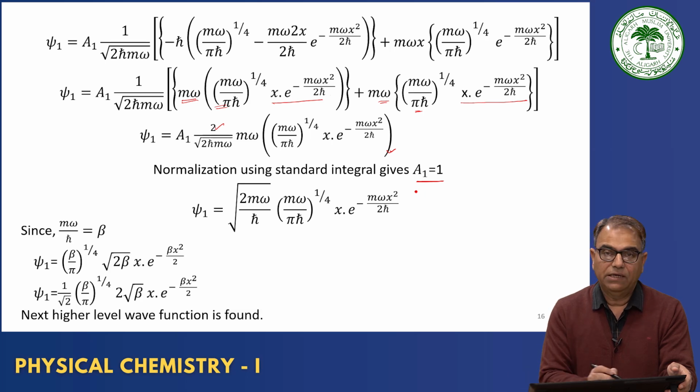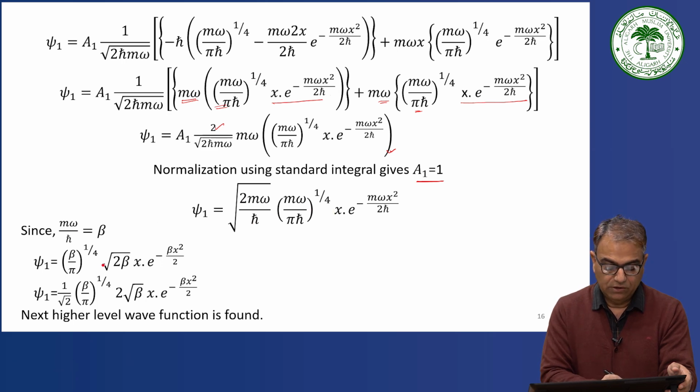And if you again use m omega divided by h cross as beta, then you get psi 1 equal to (beta divided by pi) raised to the power 1 by 4, times root 2 beta, times x, times exponential of minus beta x square over 2, and this we can rearrange. The next higher level wave function is found here.